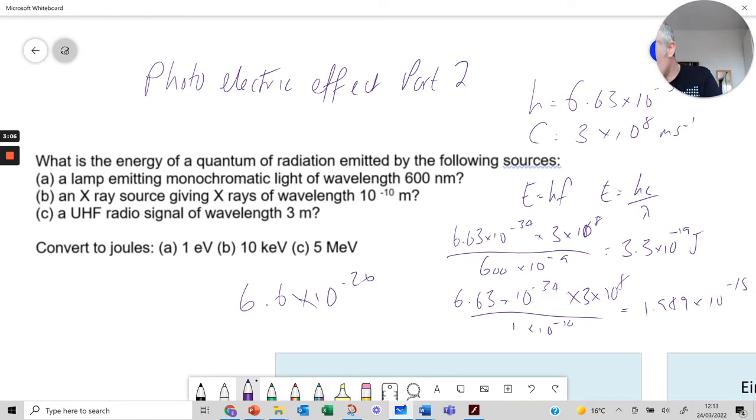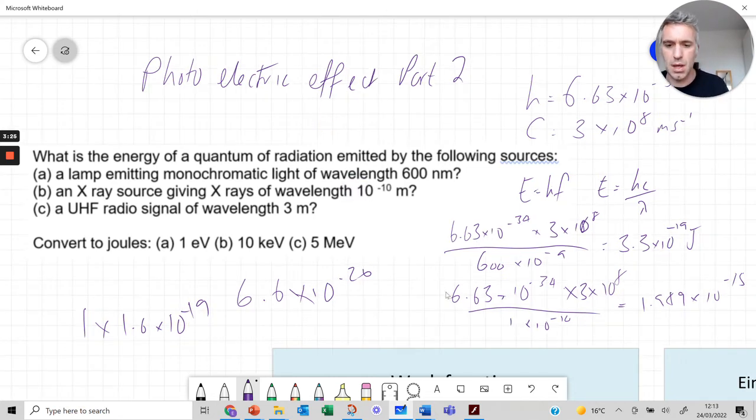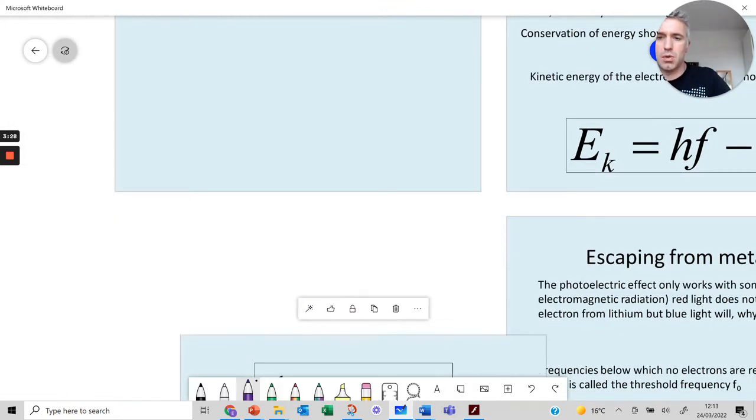And convert these to joules, so you do 1 electron volt times 1.6 times 10 to the minus 19, which is 1.6 times 10 to the minus 19. Then it's 10,000 times 1.6 times 10 to the minus 19, and 5 million times 1.6 times 10 to the minus 19. Easy, you can do that.